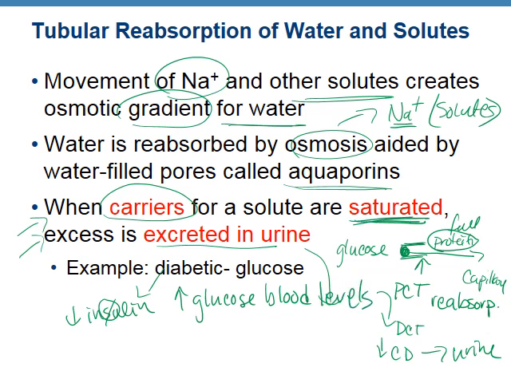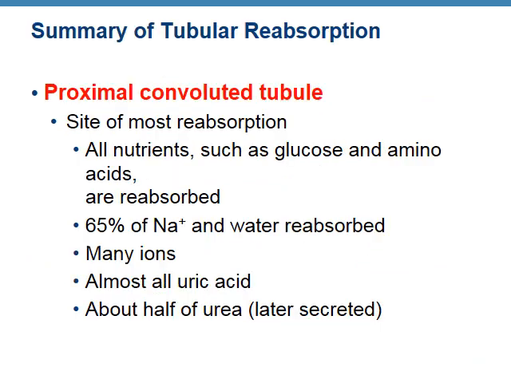Once the carriers are saturated for glucose, that excess has to be converted into urine, or gets put in the tube to become urine. So this is why, with somebody that's diabetic, one of the things that we talked about is that their urine smells really sweet, because they have tons of glucose that cannot be reabsorbed, so it has to be released in their urine.